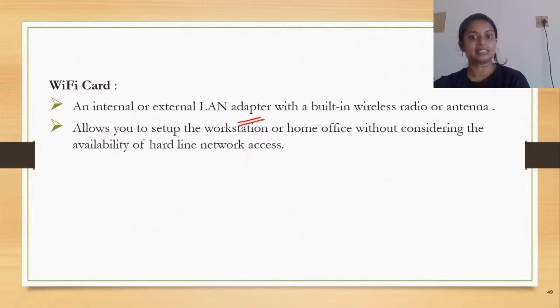Now, what this does is it brings a built-in wireless radio or antenna. Now, why? When it brings a wireless system for the antenna or the radio, this would allow you to set up the workstation. This is the case of a single node or a single computing device. So, whenever you have a Wi-Fi card, without considering the availability of a network access, you can get access to the network facility. So this is the enhanceability of the Wi-Fi card. Do not confuse it with the NIC card.